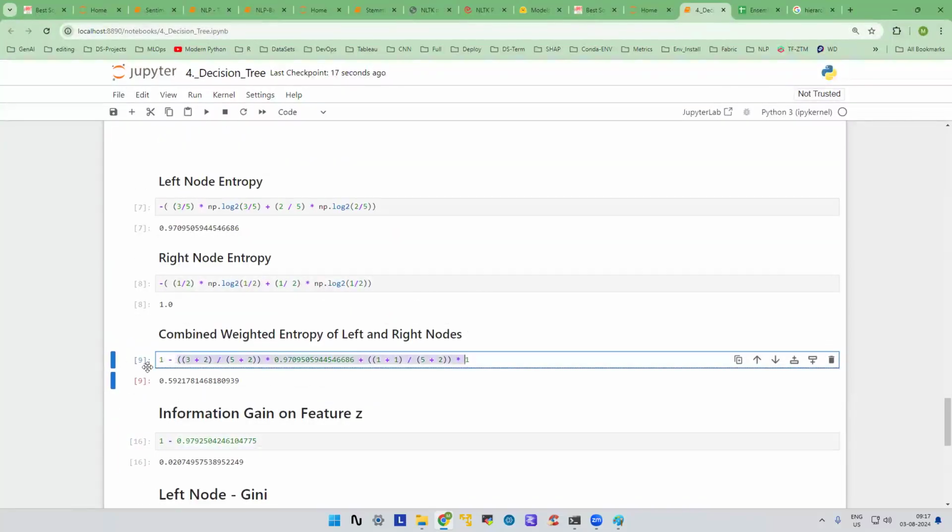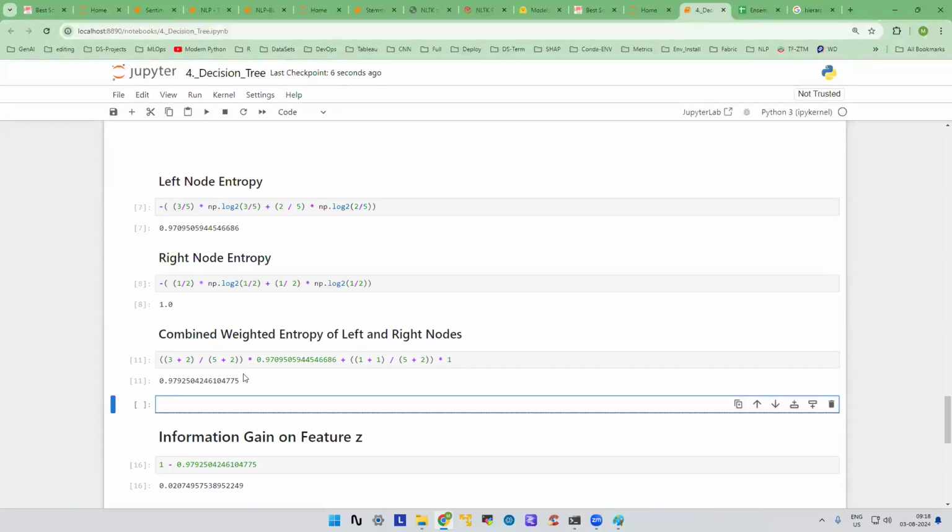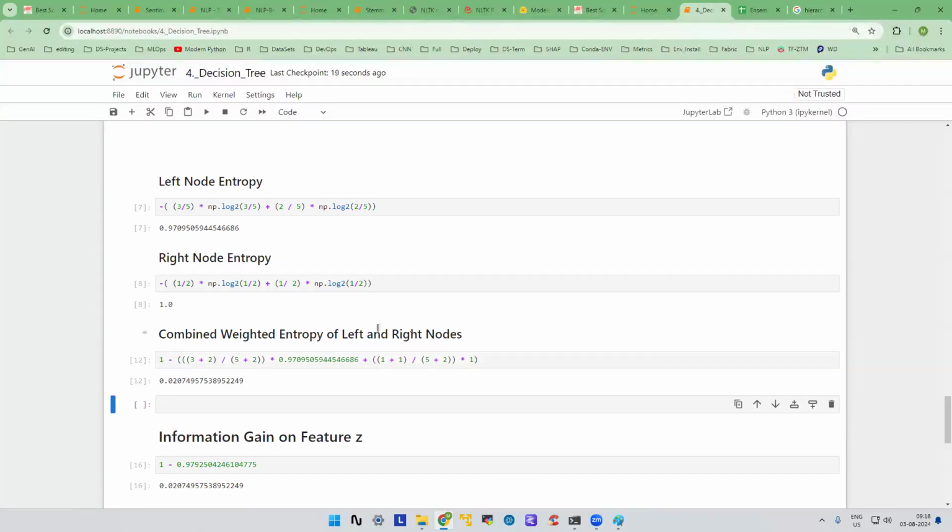Let me calculate left node entropy. This is 0.97 for the combined, this one combined. 1 minus is basically, okay, the reason would have been, I know, the overall, I should have wrapped it in round brackets. Yeah, that would be the reason. Right. So 1 minus, now this is 0.02.